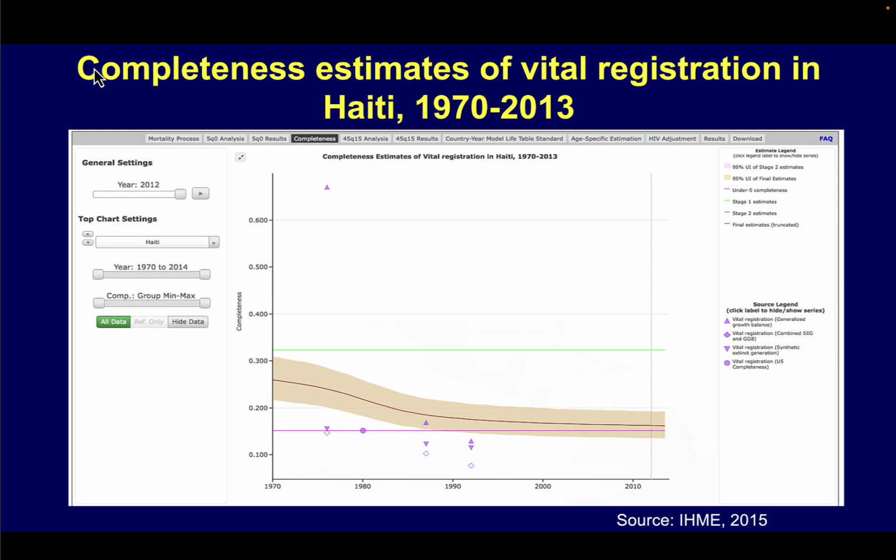And very low completeness of vital registration and sparse data on completeness, especially in more recent years, contributes greatly to the uncertainty of estimates of any death rates. And it means that you can't only rely on vital registration to monitor mortality in Haiti. You have to rely on other sources of information as well.